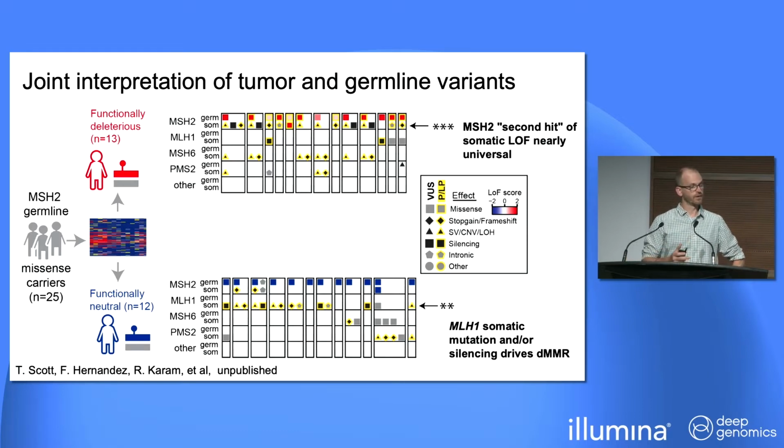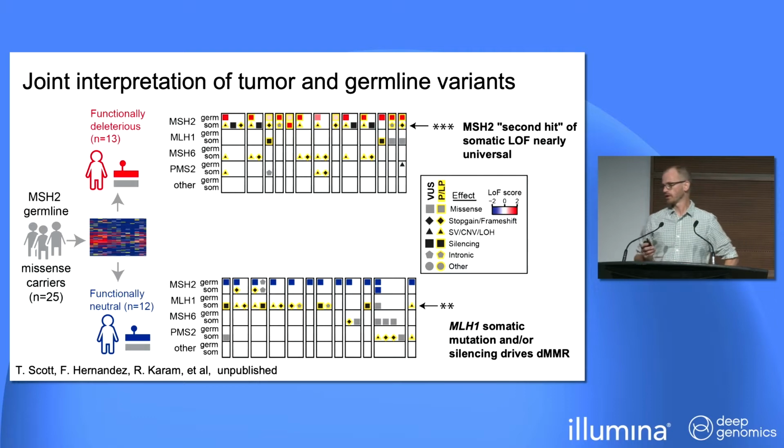And then along the bottom, those individuals also have a high prevalence of mismatch repair deficient tumors. But what's different for their tumors is that they appear to be largely driven by somatic mutations or epigenetic silencing of another MMR factor, MLH1. So this type of MAVE data looks like a promising way to jointly analyze tumor and germline data.